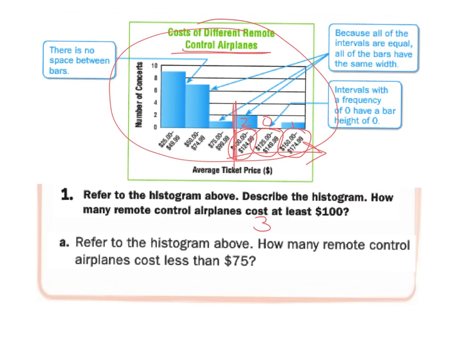Then for A, refer to the histogram above. How many remote controls cost less than 75? So less than. So that means it can't include 75. So I'm going to go right here because this is 75 and it can't be 75. It has to be less. I'm going to go this way. This one it's in between 6 and 8 over here. And it's at 7. And then this one is at 9. So I add those together and I get 16.